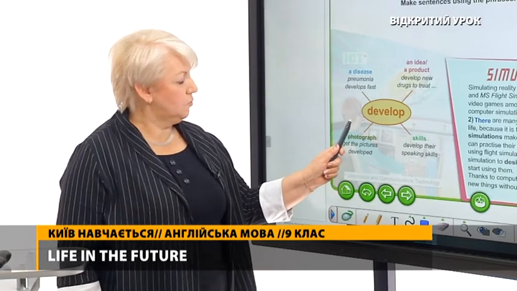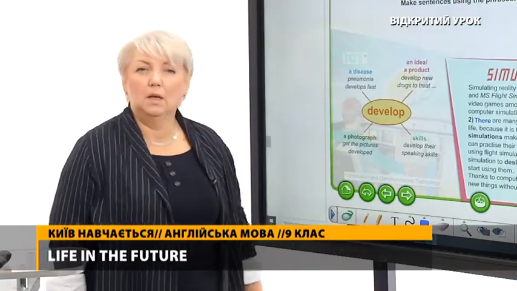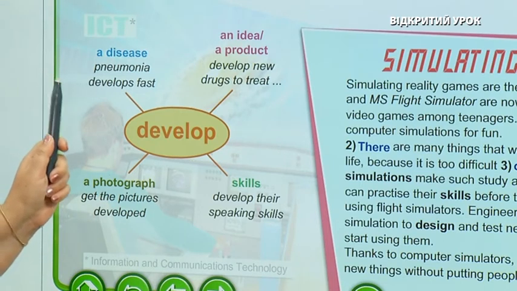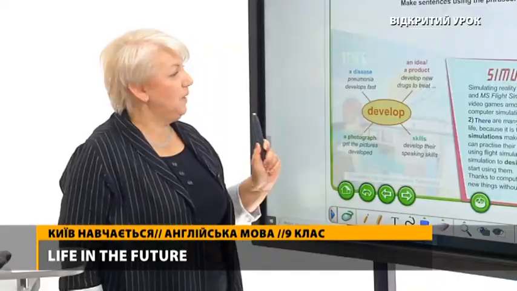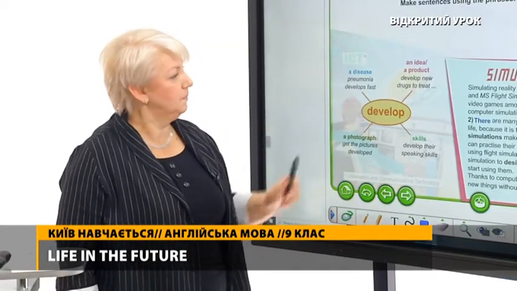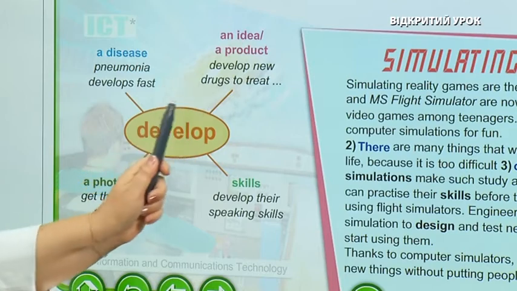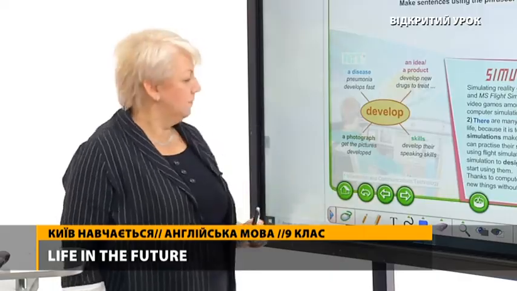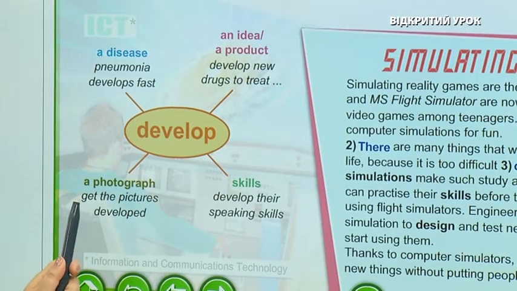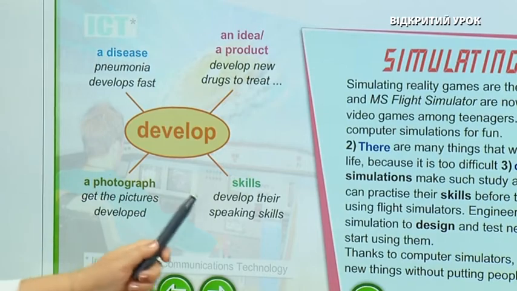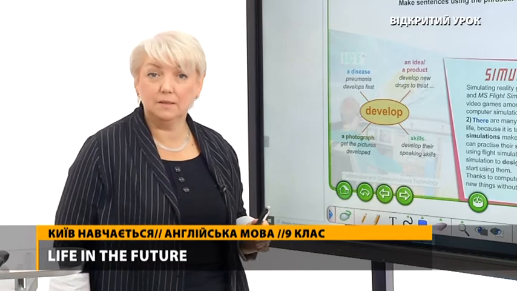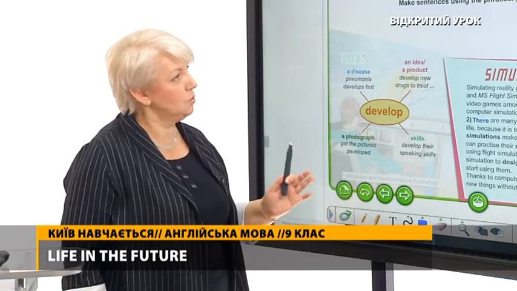Look at the screen. Develop. It has a lot of meanings. For example, when we speak about disease, we can say that pneumonia develops fast. Speaking about an idea or a product, we say develop new drugs to treat people. When we speak about a photograph, we can get the pictures developed. Speaking about different skills, we can develop our speaking skills, for example, at English lessons, and so on and so forth.